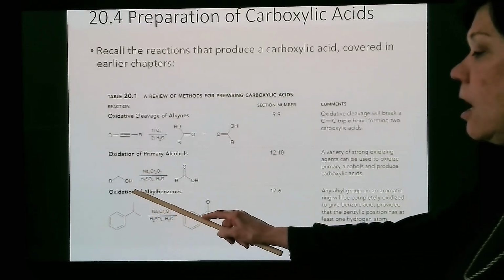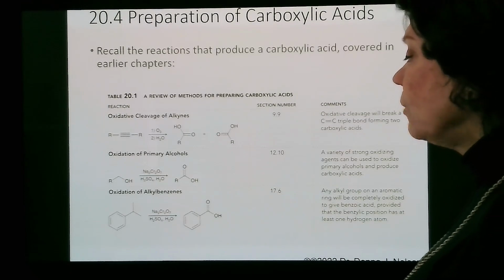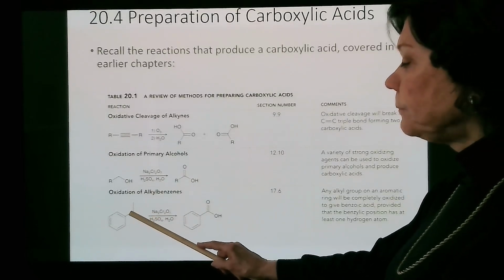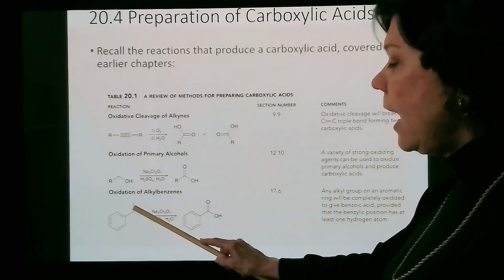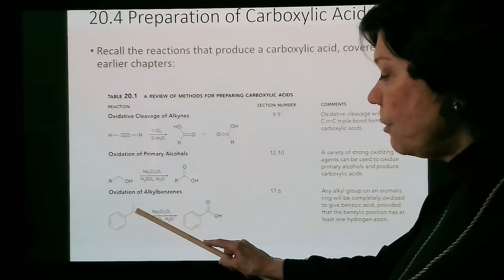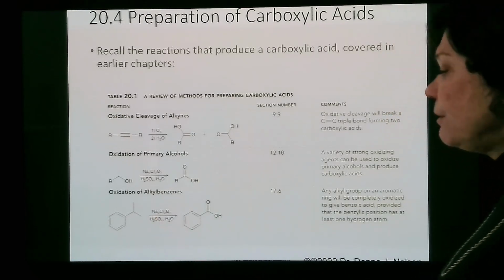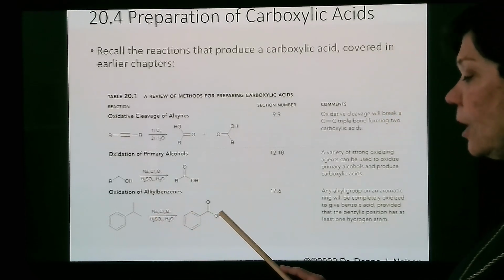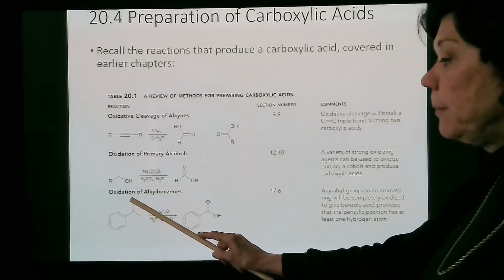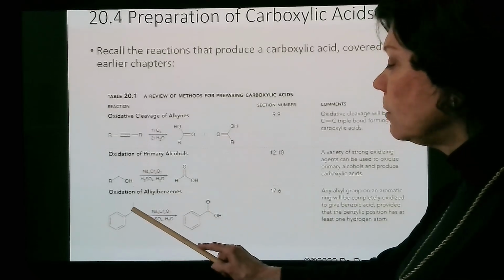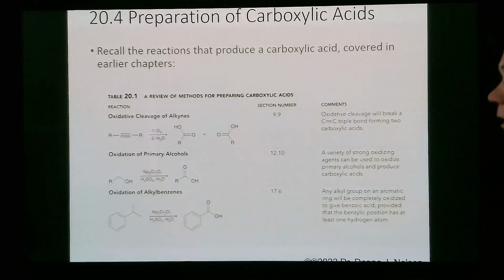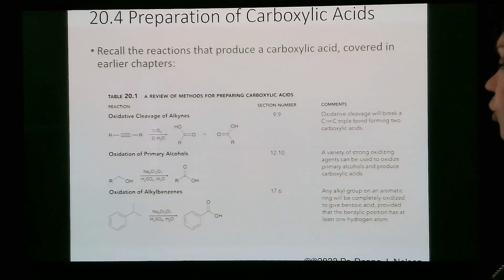The oxidation of alkyl benzenes. Remember, if you have an alkyl group attached which bears a proton, it must bear a proton, which this one does, then in the presence of a strong oxidizing agent, it will simply blast off any other alkyl groups and leave only that one sole carbon there, which is fully oxidized. We saw that in chapter 17.6. So that is purely review.